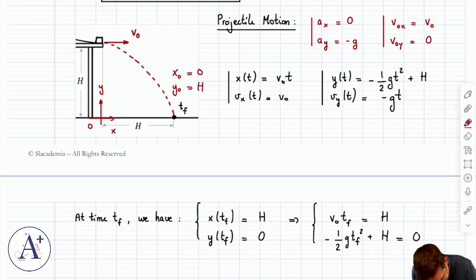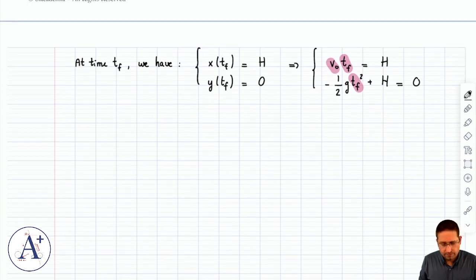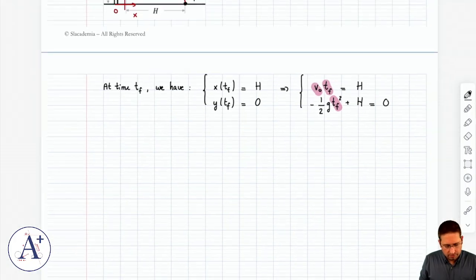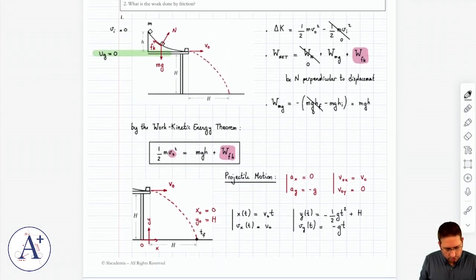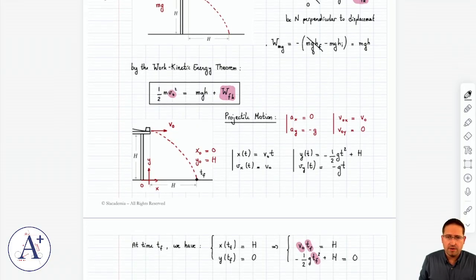Now we can count unknowns again, right? I don't know v0, I don't know t final, but I have two equations with two unknowns. The second equation is nice because it only has t final. So I solve the second one, I get t final. I plug it into the first, I get v0, and I've answered the first question. Okay, but you see how you could argue that everything I've done here and here has nothing to do with me trying to answer the question.